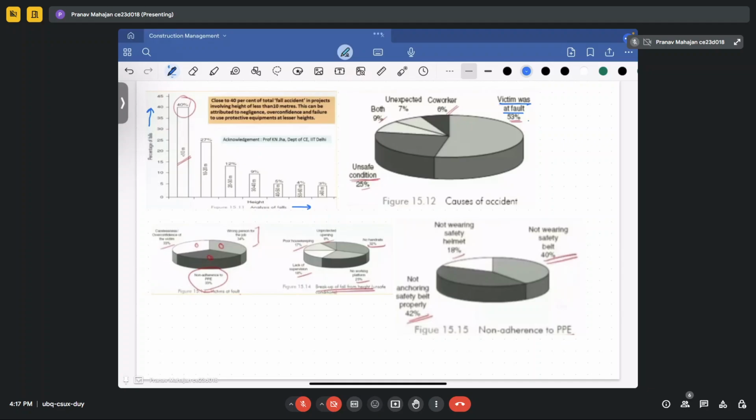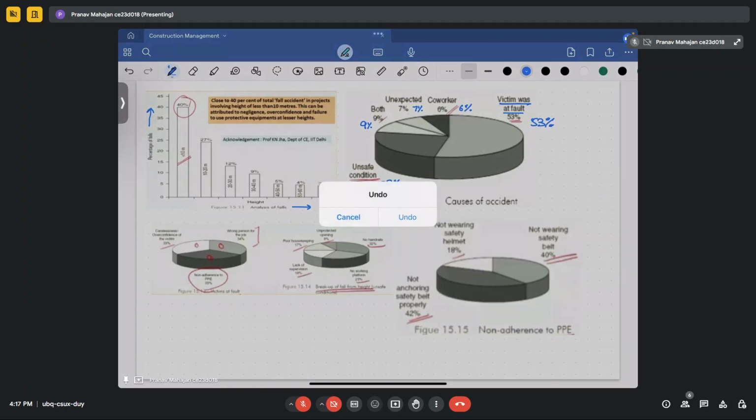victim at fault contributes 53% of the causes of the accident. That means the negligence of the workers involved in the site is causing 53% of the accidents. Second is 25% due to the unsafe conditions available in the site. Nine percent is due to both of them, that is unsafe condition and the victim at fault. And 7% is due to unexpected events that may occur in the site, and 6% is because of the co-workers involved. So these are the causes of accidents.